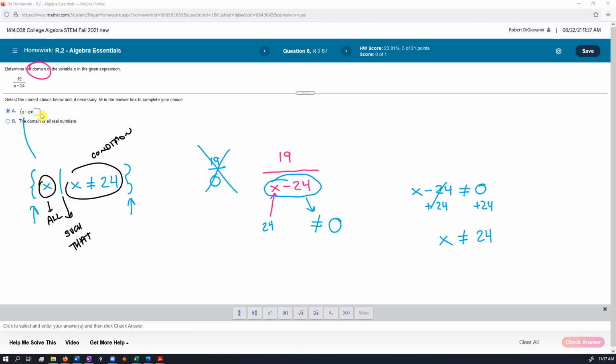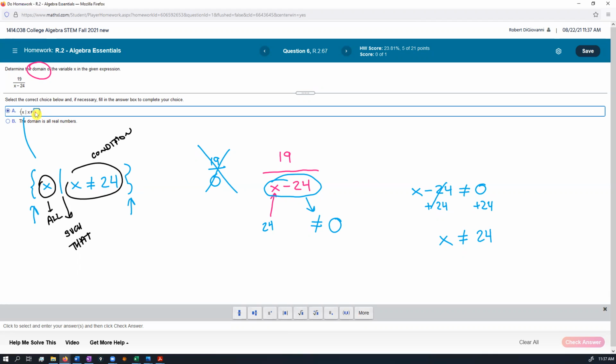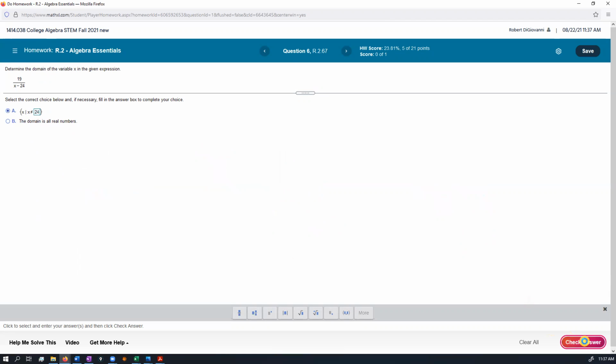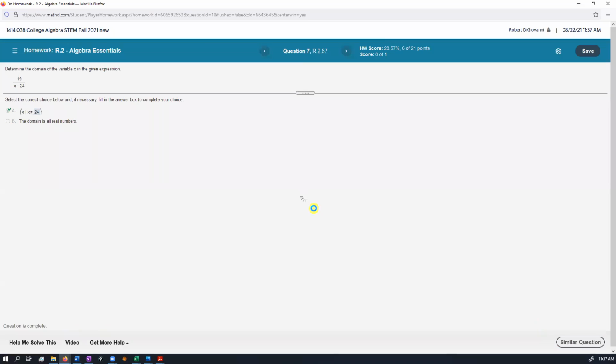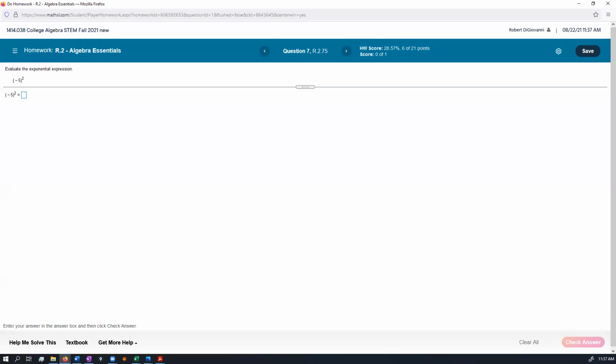So I just want to make sure you understand what this is called, set notation. So type in 24 there, let me clear everything else out here and check the answer. Okay, let me see here. Hold on a second.